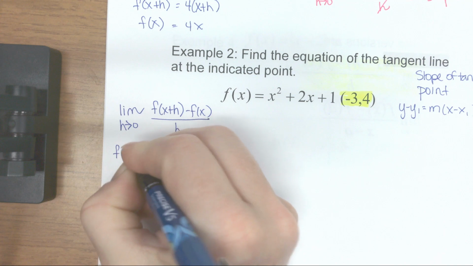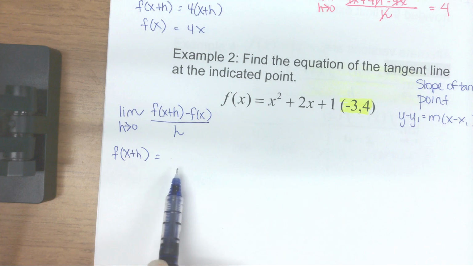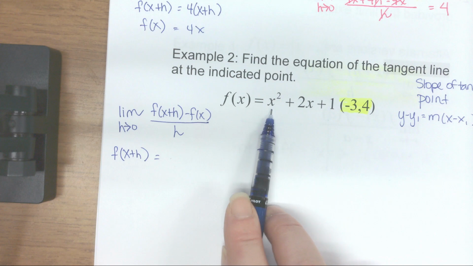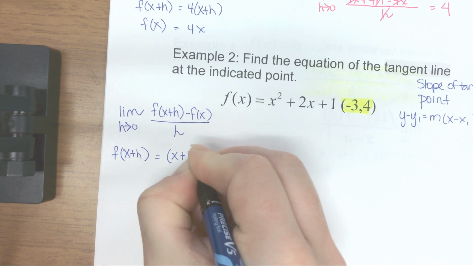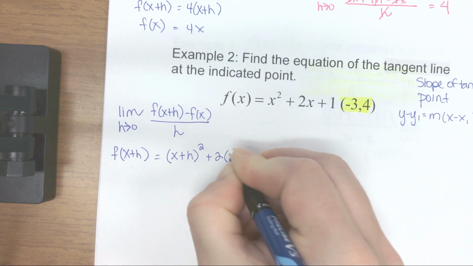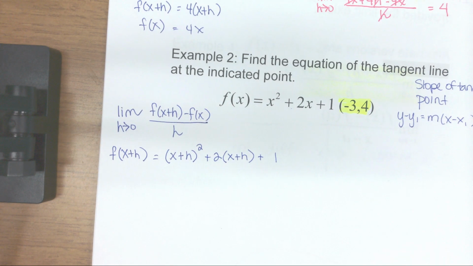All right, we're not expanding yet. f of x plus h. We're going to rewrite this. And so instead of x squared, what are we going to write? x plus h squared plus 2x, so plus 2 times x plus h plus 1. Are you guys all seeing that? So I'm just taking this function and rewriting it with an x plus h.